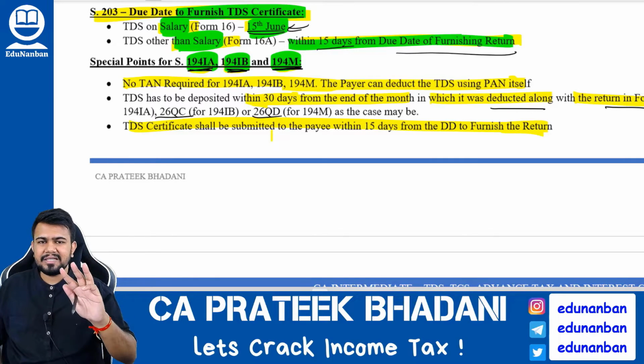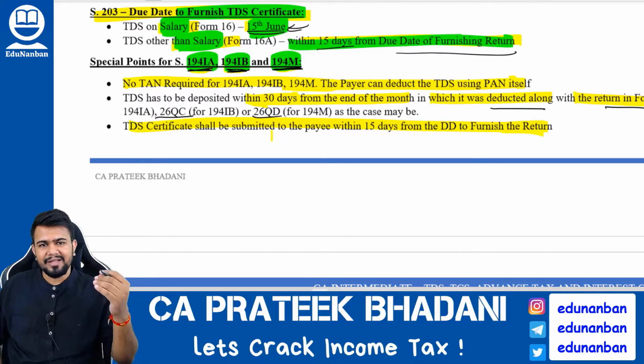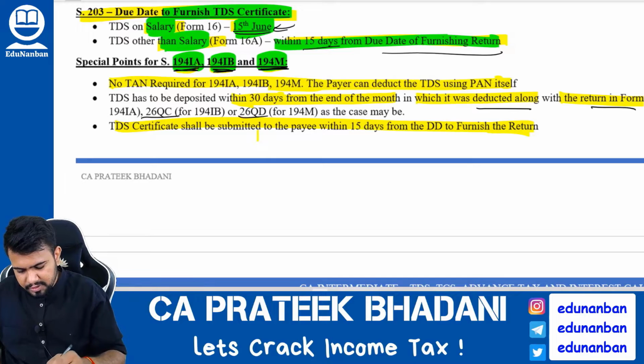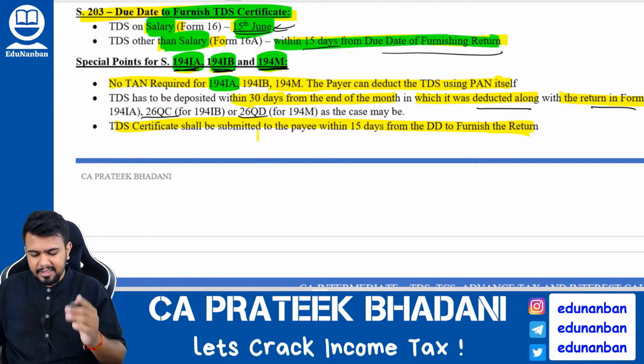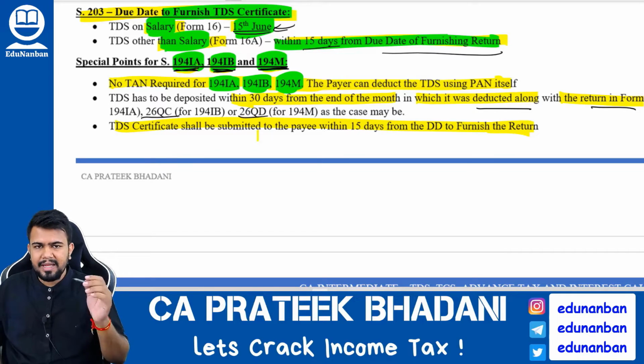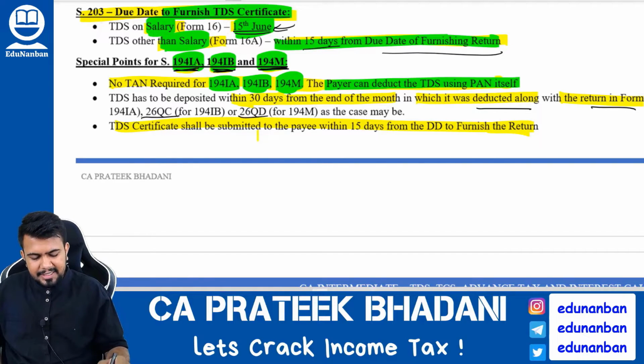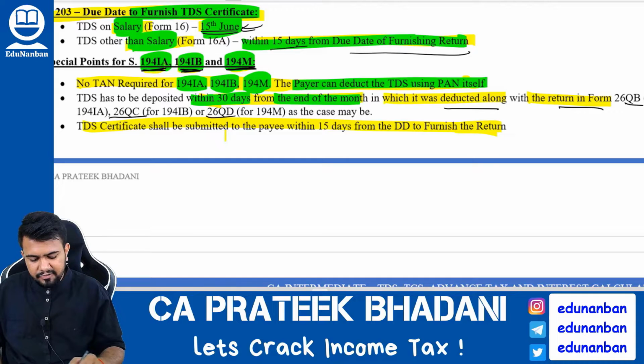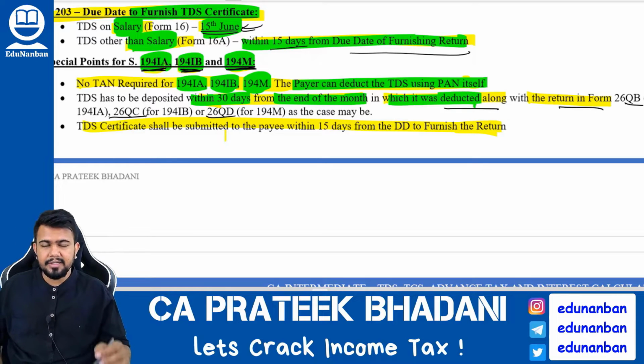So for these 3 sections, there is a different method to deduct and pay the TDS and file the TDS returns. So what is that method? Let us see. First and foremost, no TAN is required for the person who is deducting the TDS under 194IA, 194IB and 194M. The payer can deduct the TDS using the PAN number itself. TDS has to be deposited within 30 days from the end of the month in which it was deducted. So normal due date won't apply, special due date will apply.